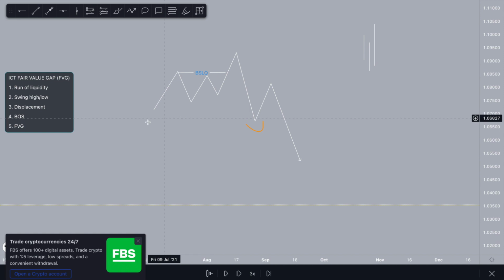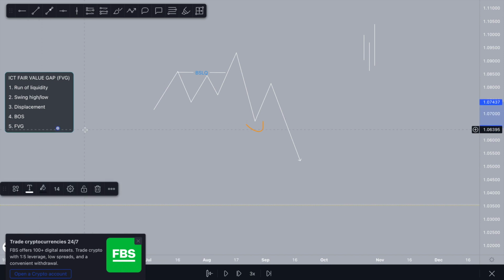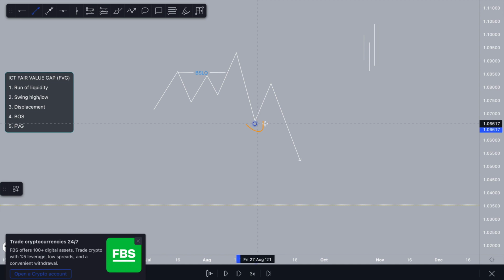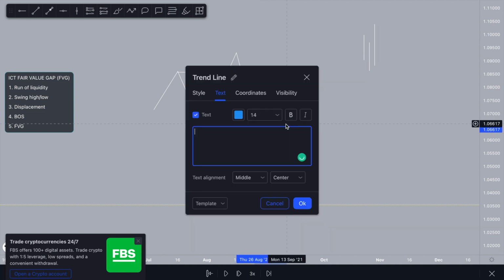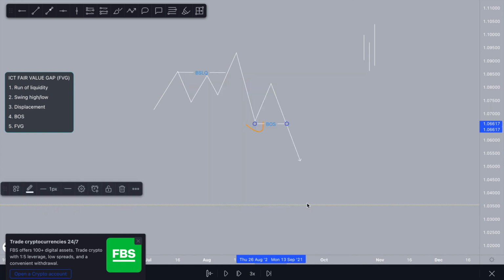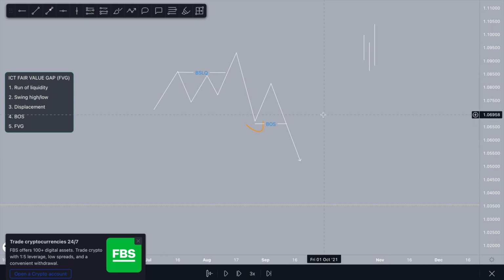Then after, we will look for the fourth bullet, which is break of market structure. Here, this is our break of market structure, the break of our swing low. We'll label it break of market structure. And then after that, we will finally look for our last bullet, which is our fair value gap.